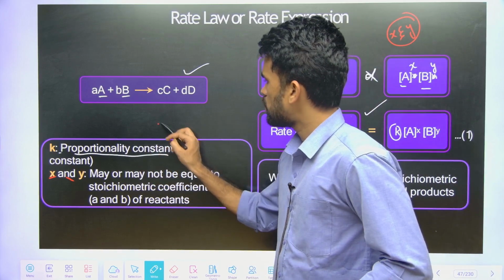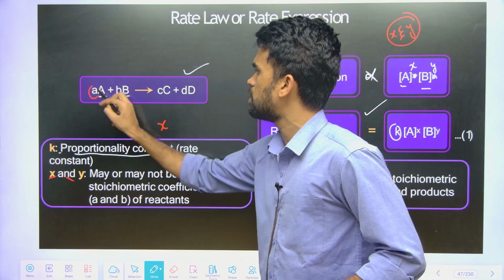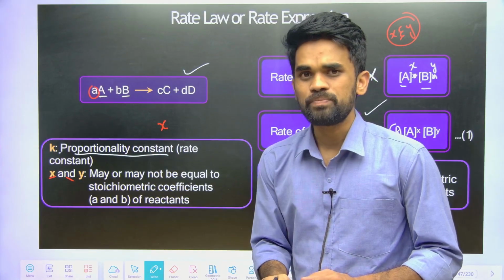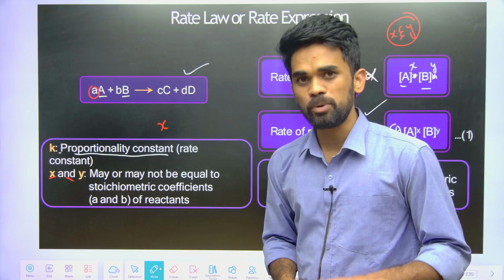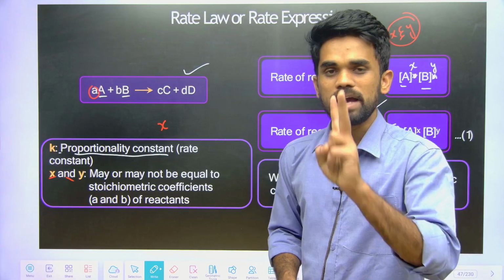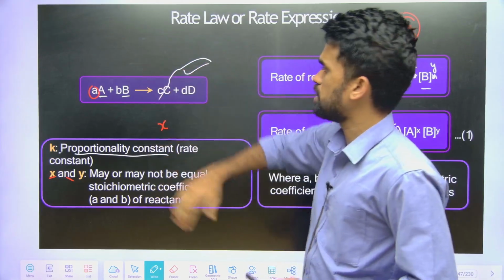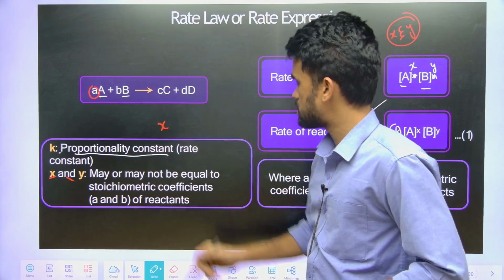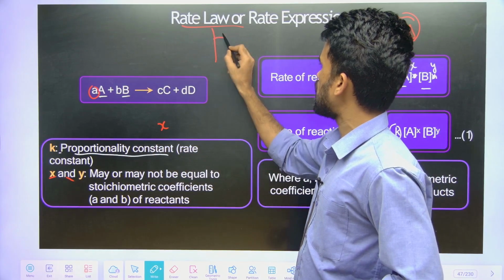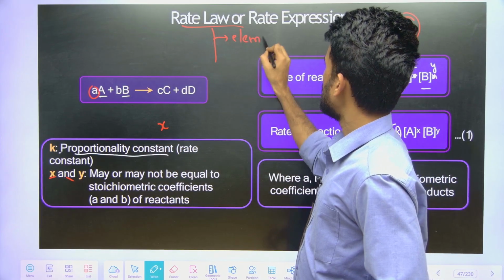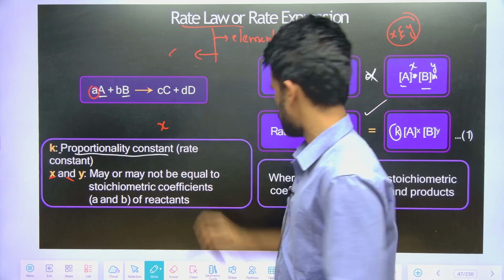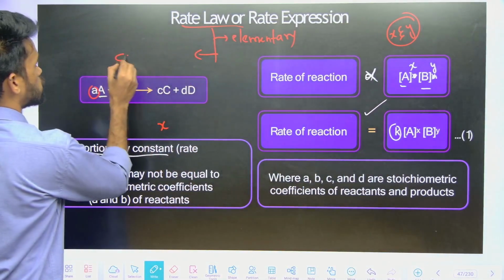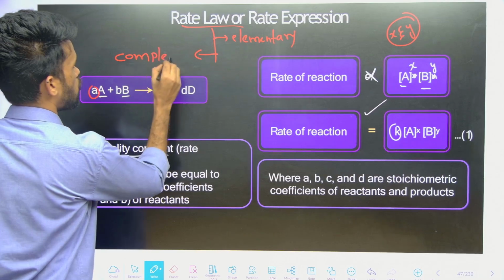Sir, why are you writing X? You can directly write the coefficient now. Yes, sometimes you can write it, but not all the time. So when should we write it? Chemical reactions are of two types. One is called elementary reactions, and the second one is called complex reactions. Elementary reactions and complex reactions.